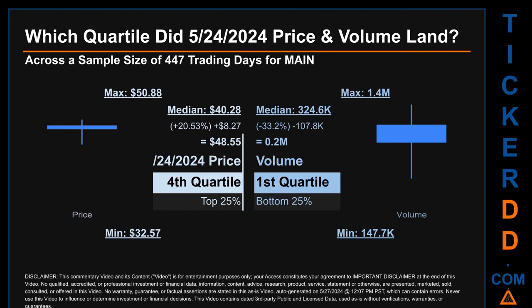Quartiles tell us about the spread of a data set by breaking that data set into quarters, just like how the median breaks the set into half. Descriptively, MAIN has a median price of $40.28. Therefore, May 24, 2024 price was higher from that middle marker by 20.53%. The day's volume of 0.2 million was less than the median by 33.2%.